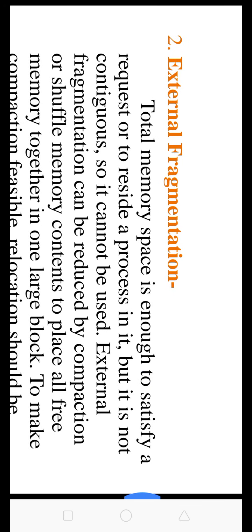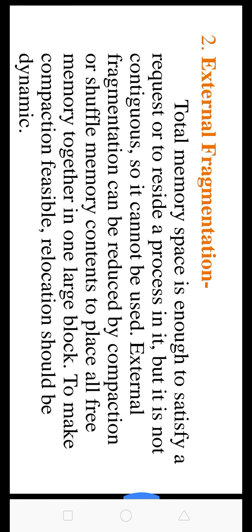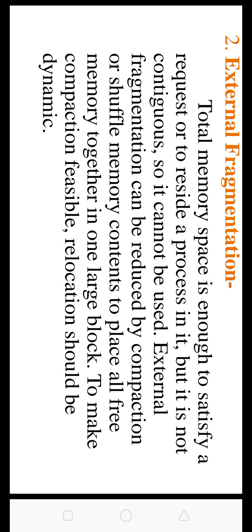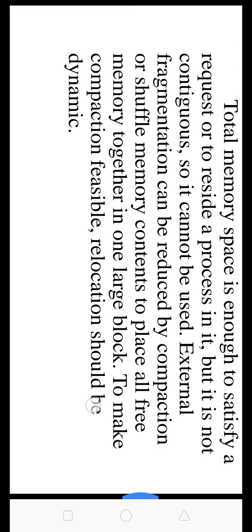The second type of fragmentation is external fragmentation. The total memory space is enough to satisfy a request or to hold a process, but it is not contiguous, so it cannot be used. External fragmentation can be reduced by compaction, or shuffling the memory contents to place all free memory together in one large block. To make compaction feasible, relocation should be dynamic.